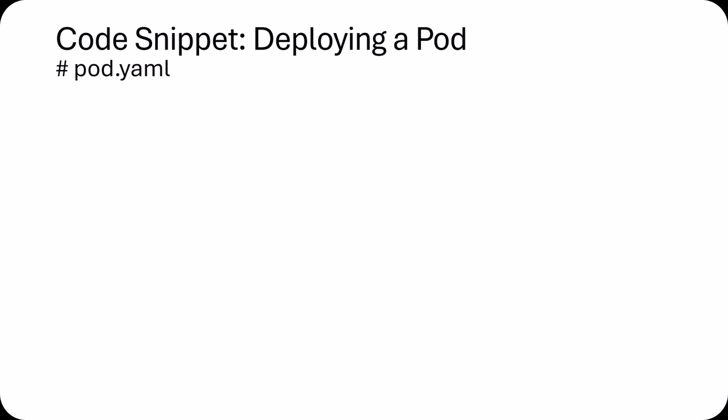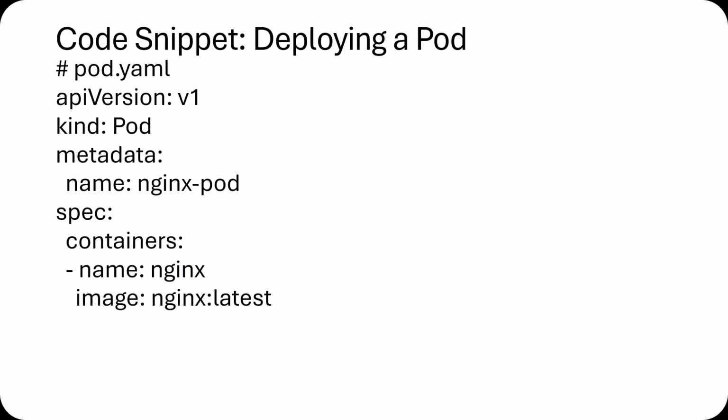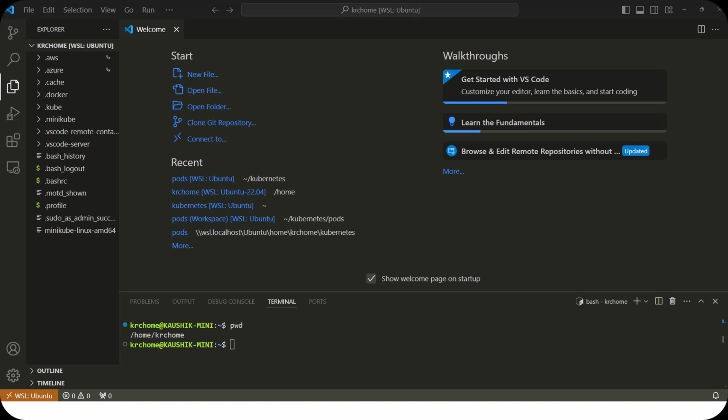So basically the code snippet looks like this: API version v1, kind is Pod, metadata name nginx-pod, specification with containers, name nginx, image nginx:latest, and ports containerPort 80. So this is the pod.yaml file that I will be implementing on Visual Studio Code.